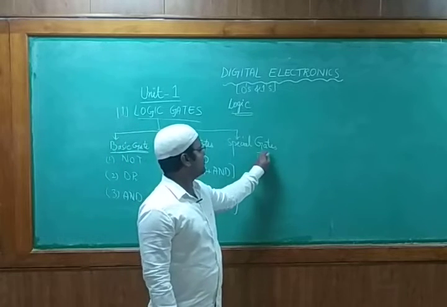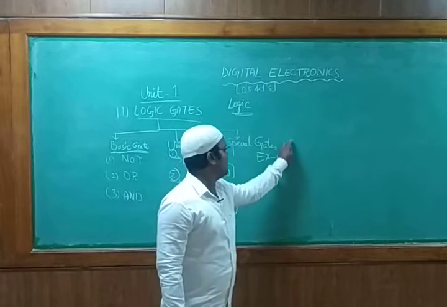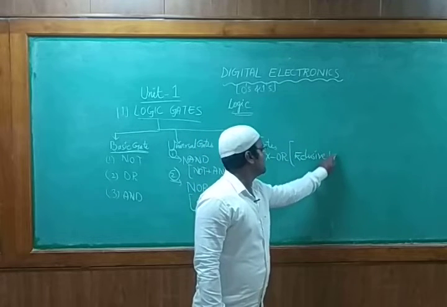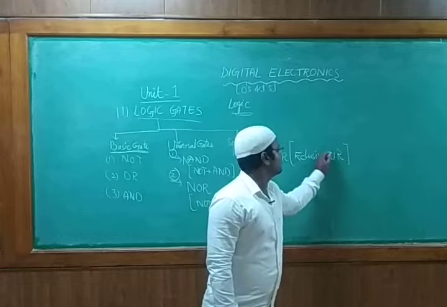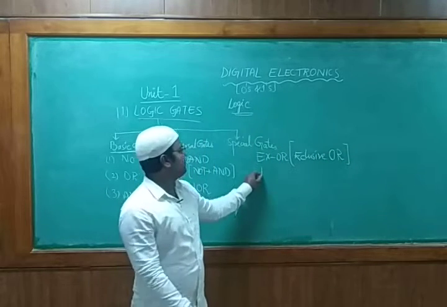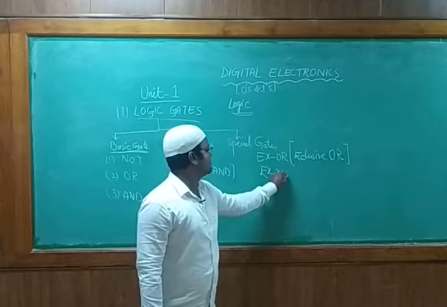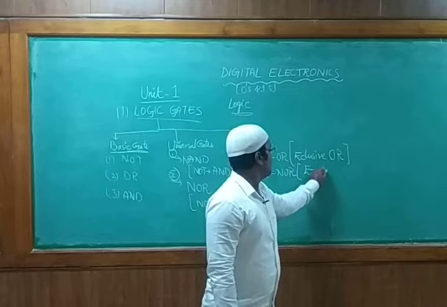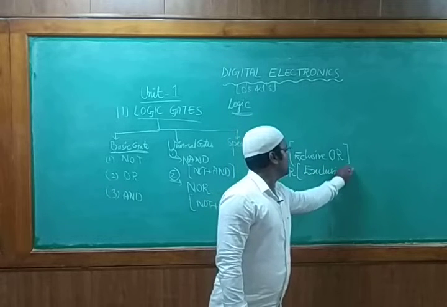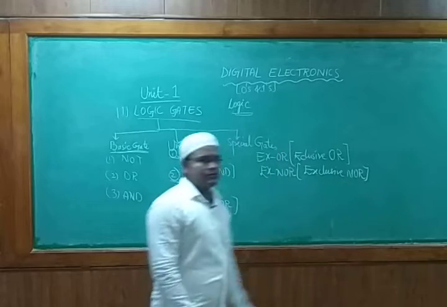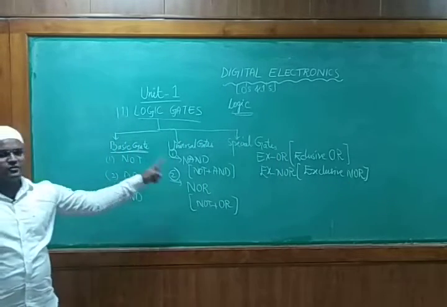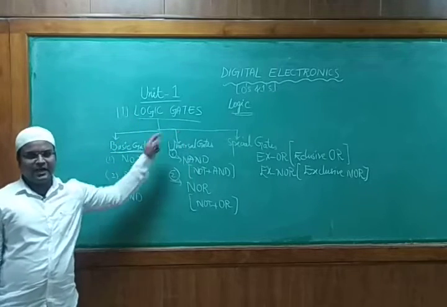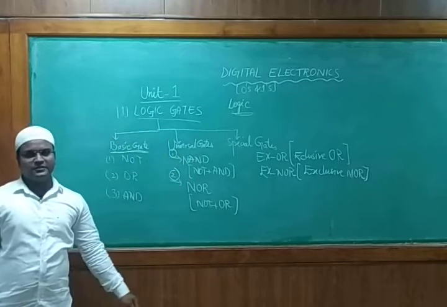Similarly, we have the special gates: the exclusive OR gate, or in short we call it the XOR gate. Like this, we will have the XNOR gate. In another form, we can write it as exclusive NOR. So these are the three different categories of gates that we are taking. The concept of logic gates is implemented by taking these three formats.